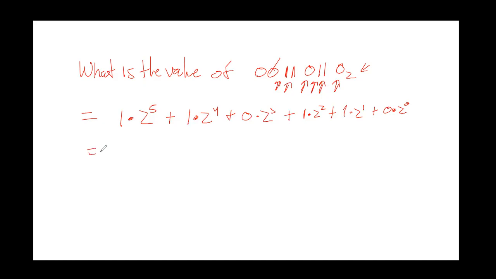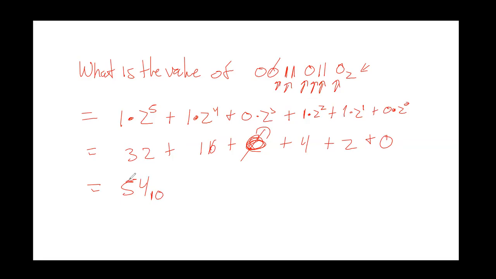All right, you can add this up. You get 2 to the 5 is 32, plus 16, plus 8, plus 4, and plus 2. This is 0 though, we're not adding that one up, and plus 0. And then we add this up, you get 48, 50, 54. Did I do that right? And that's 54, of course, base 10.